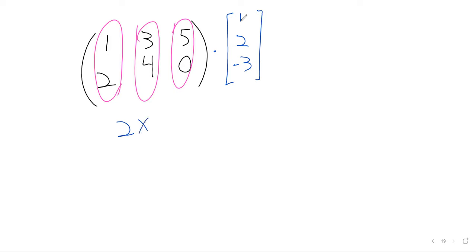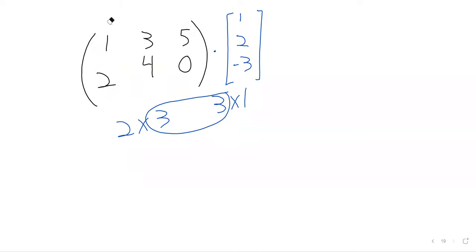I mean, this is 2 by 3. This is 3 by 1. Those inner dimensions match. We're going to end up with a 2 by 1 vector. And the way this multiplication is defined is not intuitive. I don't think anyone in this room, including me, would just come up with this naturally. If someone said, how do you think we should define this?